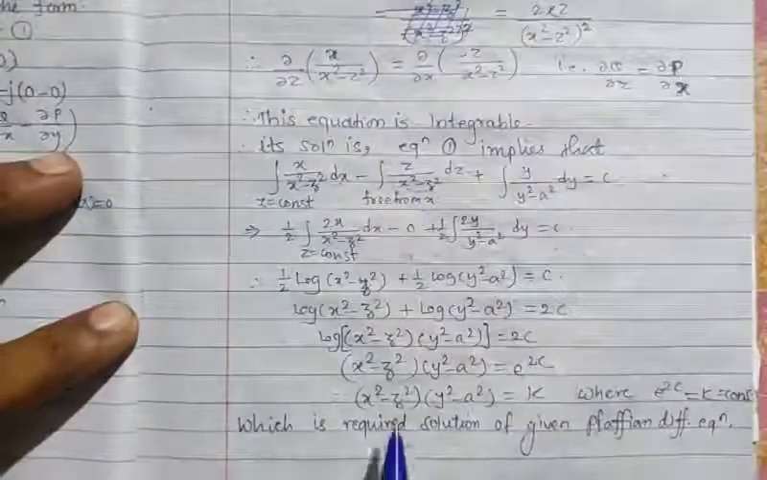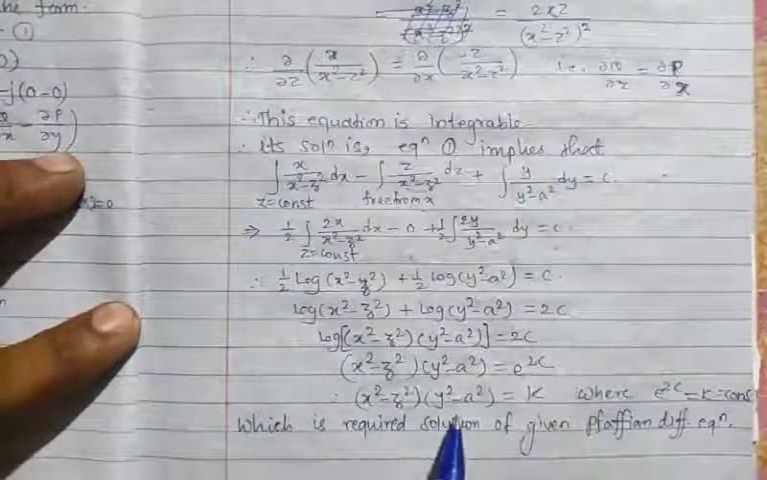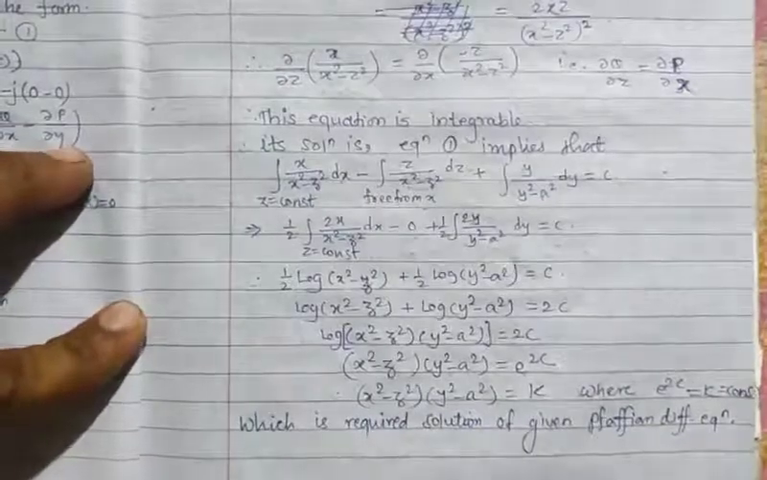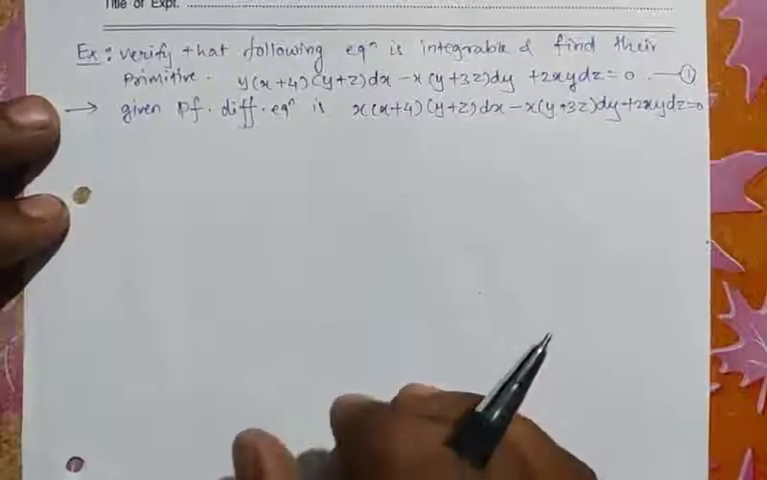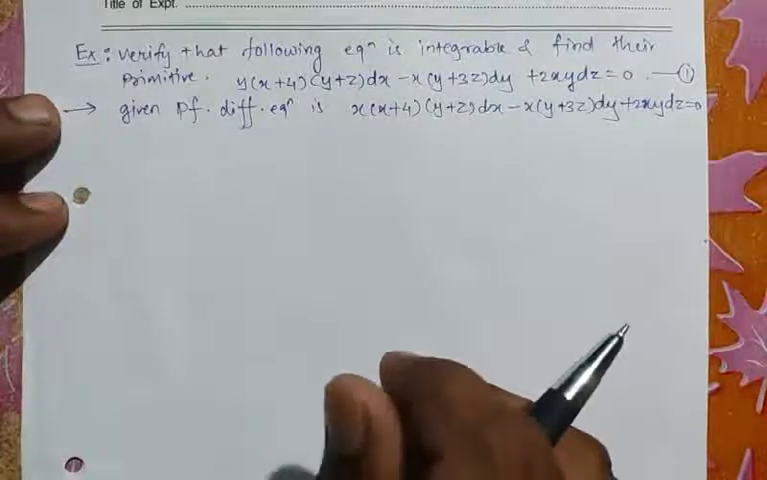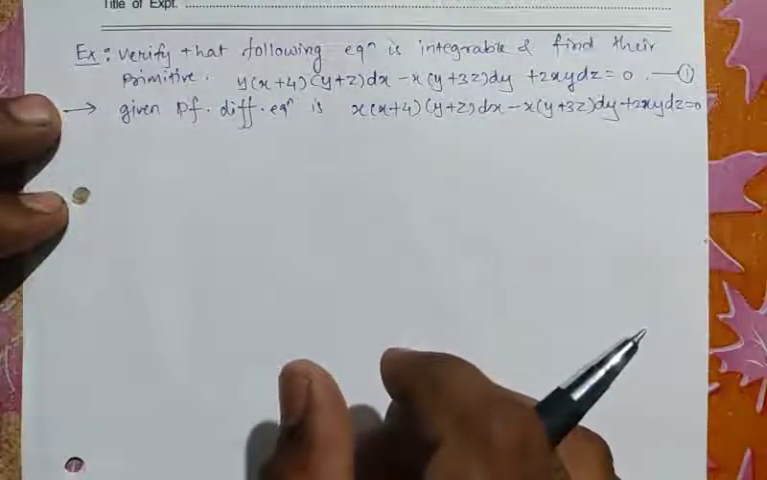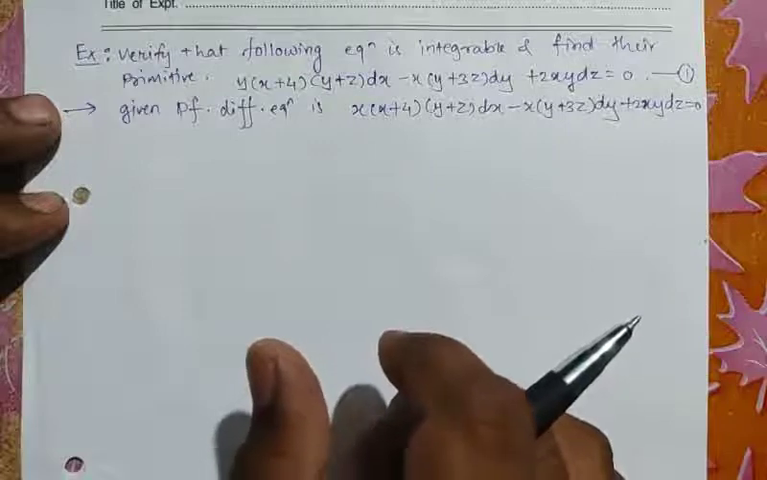So its solution is (x² − z²)(y² − a²) = c or constant k. Let's see another example. Verify that the following Pfaff differential equation is integrable and find its primitive, meaning we have to find its solution.